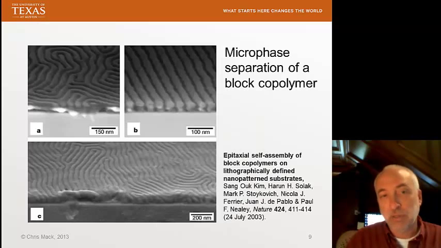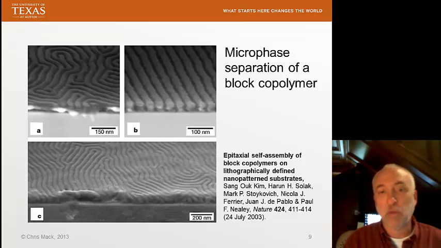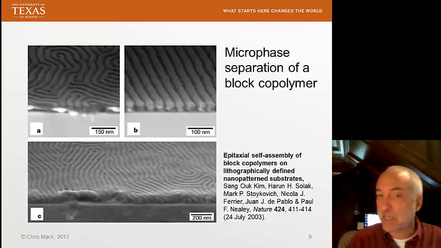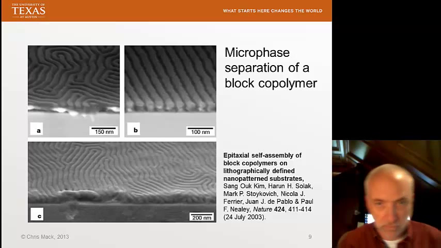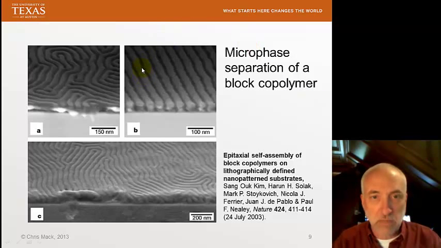Here is a picture of a block copolymer coated on a substrate, and this is a very characteristic pattern of self-assembly of these block copolymers. From top down, it looks like a fingerprint. After we coated this, we etched away one of the blocks so that we could see the arrangement.